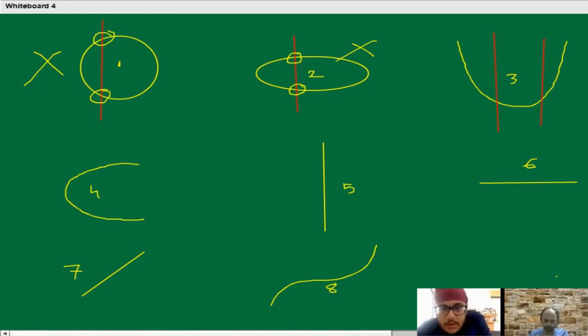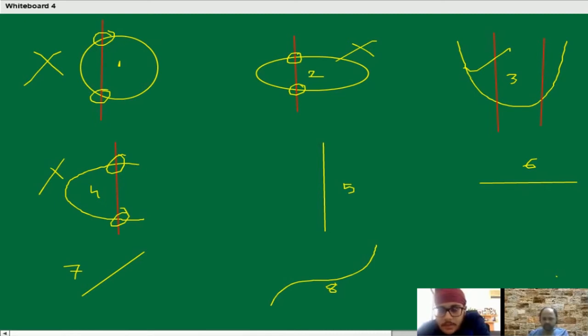The fourth one is not. It is intersecting at more than one point, so we should consider the third one, but we shouldn't consider the fourth one. Fifth one. Yes, sir. The fifth one is not a function. It is an intersection.